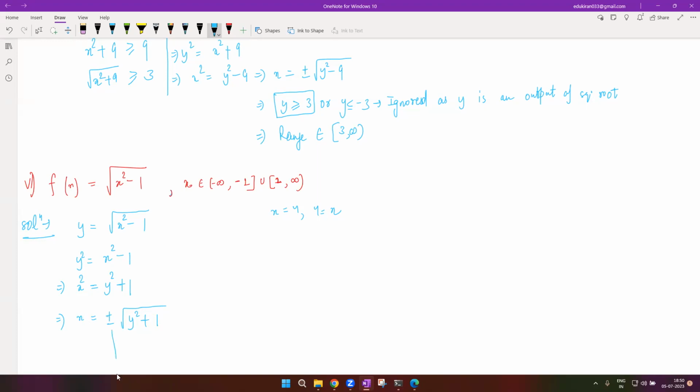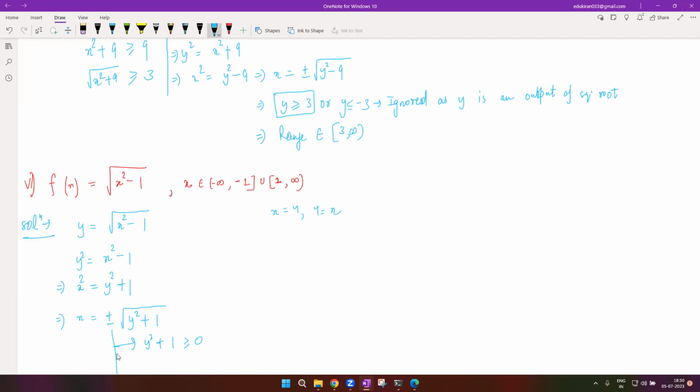So to find out the domain of this function, we know we have two conditions. First is expression inside the root, which is in this case y square plus 1. Expression inside the root must be positive, right? And the second condition should be that if there is a denominator, that denominator should not take value 0, or that denominator should not be equal to 0. But since there is no denominator involved in this case, so we will have only one condition, which is y square plus 1 should be greater than equal to 0.